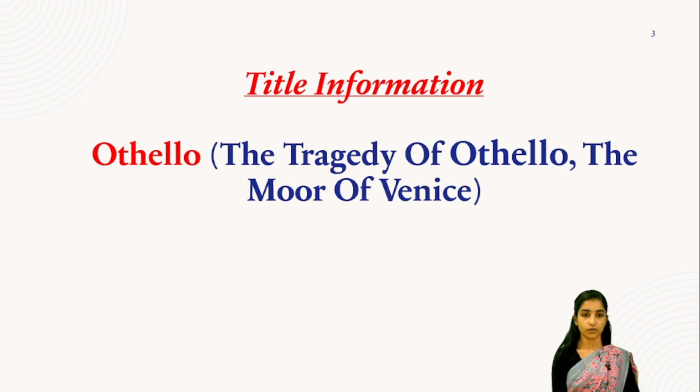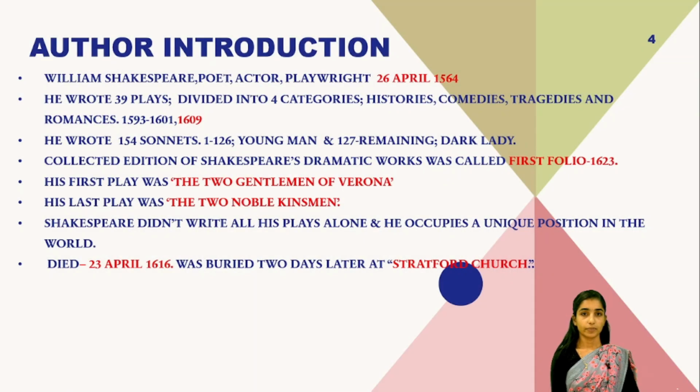Othello is called the Tragedy of Othello, or else the Moor of Venice. The play was written by William Shakespeare, the poet, actor and playwright, who was born on 26th April 1564 in the UK. He wrote 39 plays, divided into 4 categories: histories, comedies, tragedies and romances. They were published during the years 1593 to 1601, and then as a collection in 1609.